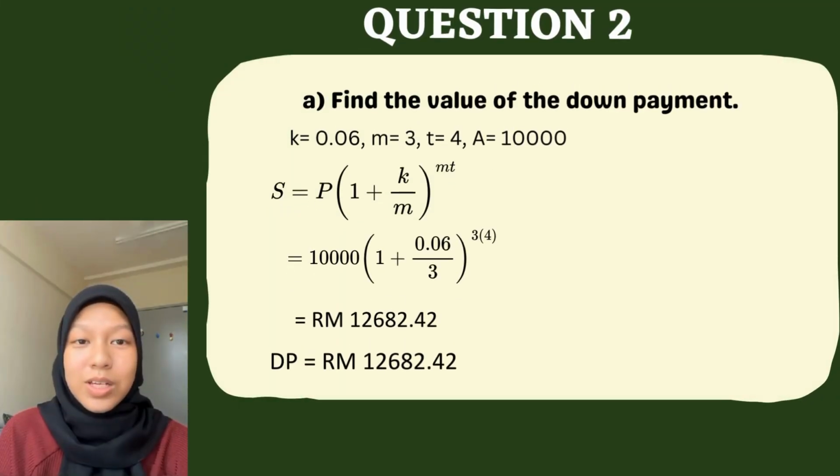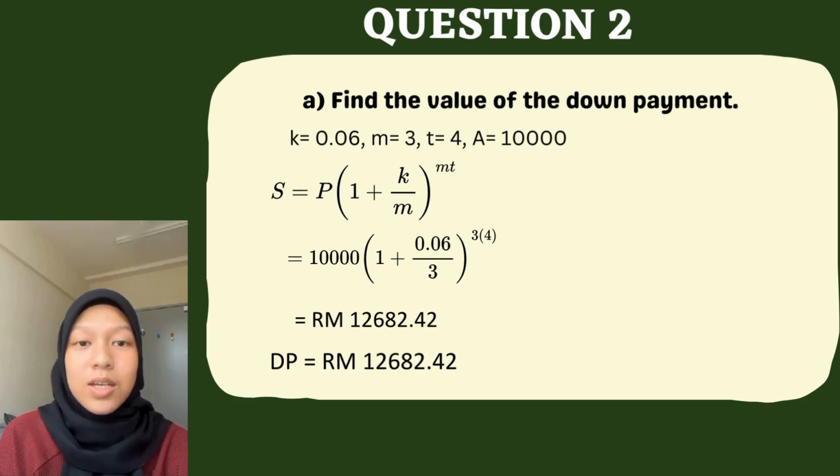We proceed to question number 2. First, we need to identify each of the information given. A is known as the present value, which is 10,000. K is equal to 0.06. M is equal to 3 because it is compounded every 4 months. T is known as the investment period in years, which is 4. First question, we need to find the value of the down payment.